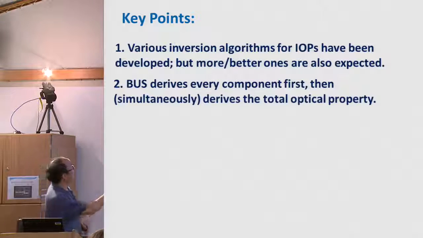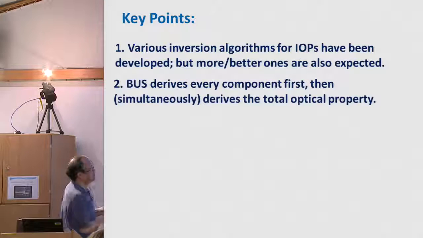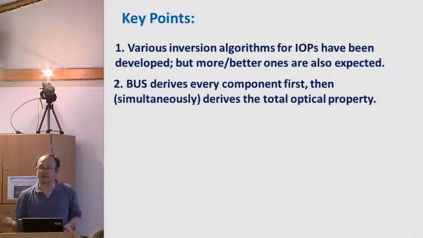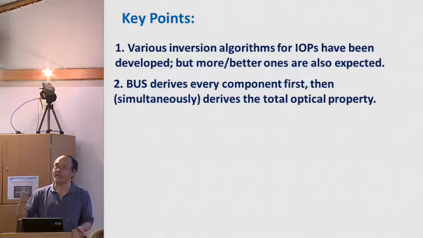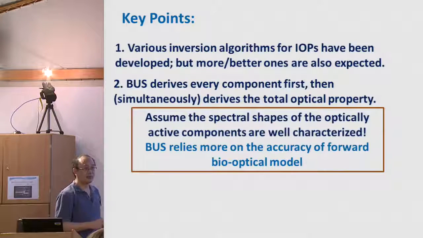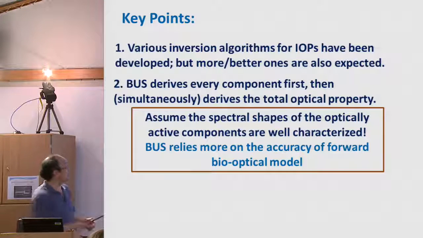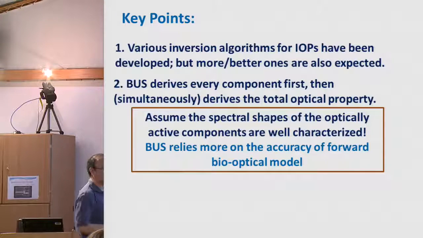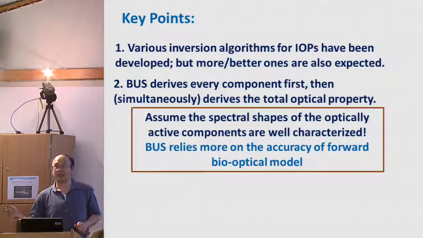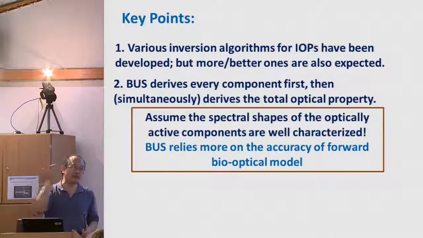And I want to emphasize the two strategies, the differences. The BAS. BAS is to build every component first, okay? Then to solve the components and the bulk properties at the same time. So for this system, because it has to assume the spectral shapes of the individual components, it relies more on the accuracy of the forward model. If the APH shape is not good, ADG shape is not good, then it will impact the retrievals.